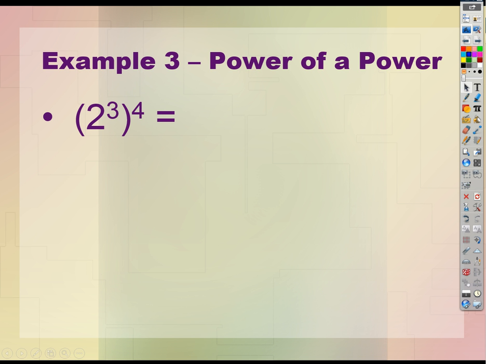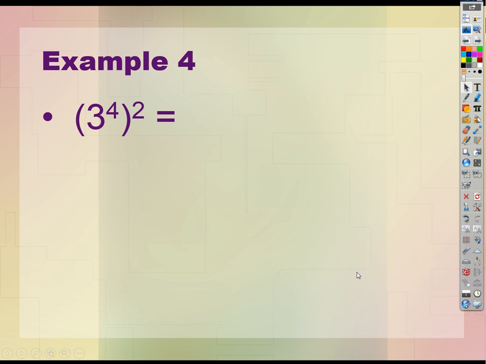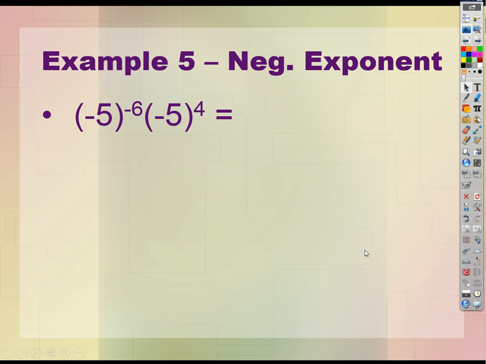So what's this gonna be? What do I got here? A power to a power. Multiply. Good. So I'm going to get 2 to the 3 times 4, 2 to the 12th, which is 64 squared, which is 4096. Okay. How about this? 3 to the 8th. Big number. Okay. How about this one?